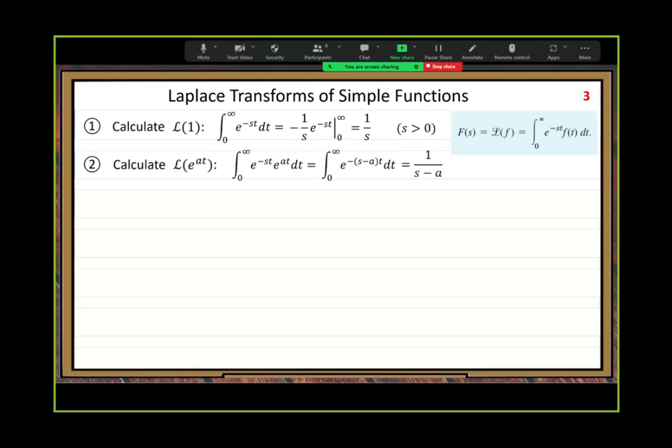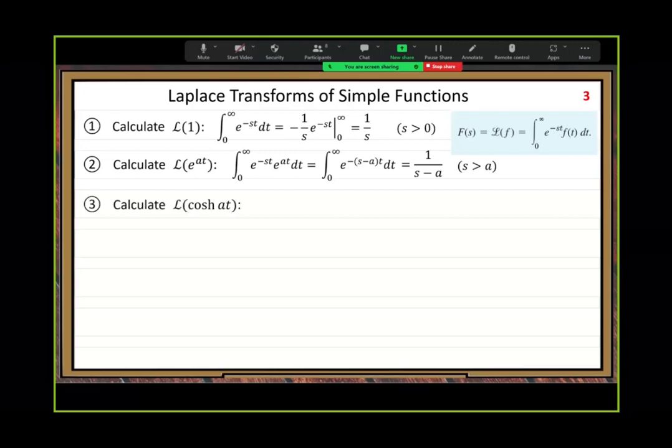So the result is 1 over S minus a, but remember the range of S: it should be S greater than a. Otherwise the value is not defined. That's the only thing you need to be aware of in the calculation. These are the basic requirements here.